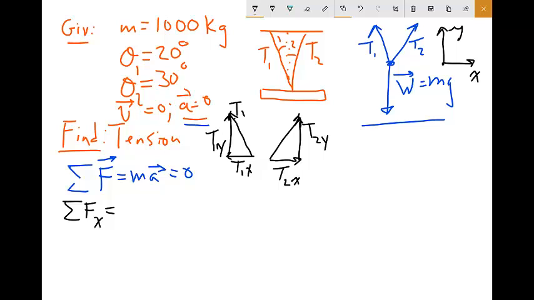Very good. So we need to figure out those components. Remember, the angles that were given were these ones, so we just have to be a little careful with that. Okay, but the net force in the x direction then is going to be equal to T2x minus T1x, where I've taken account of the fact that T1x is in the negative direction.